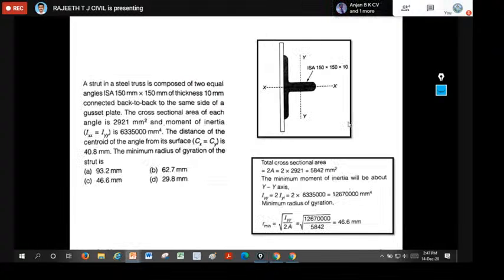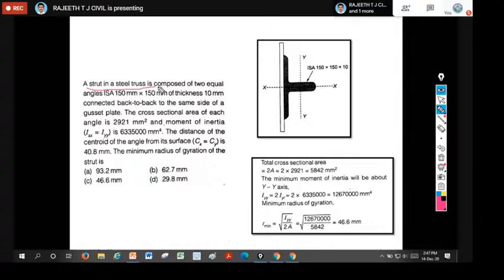Now let's see one more review question on compression members. You see the question here. A steel strut in a truss is composed of two equal angles, 150 by 150 by 10 millimeter thickness, connected back to back on the same side of a gusset plate. The cross-sectional area of the angle is given.